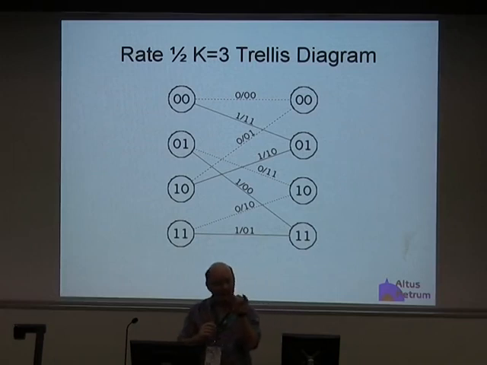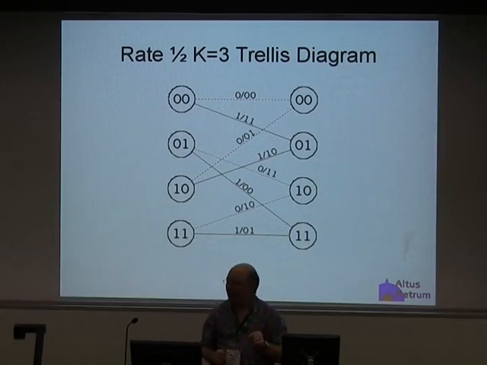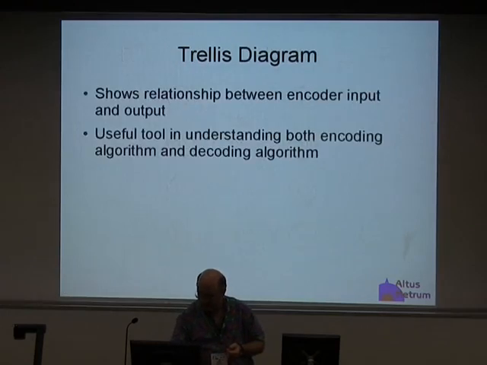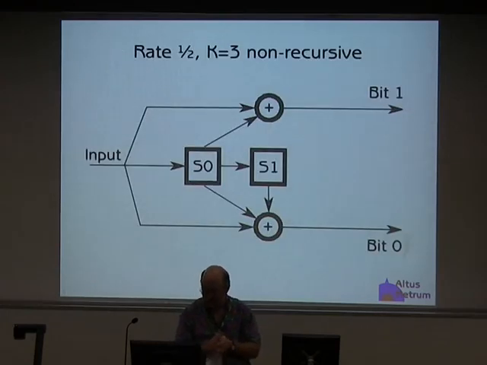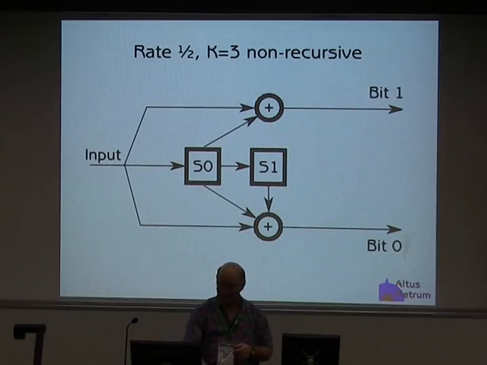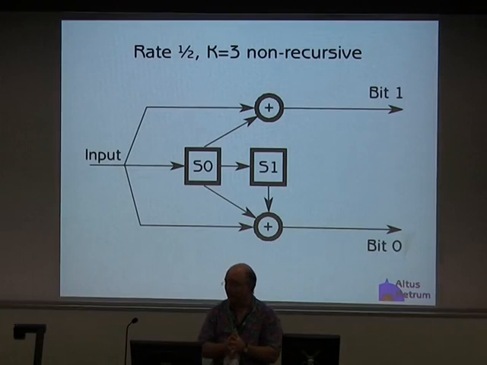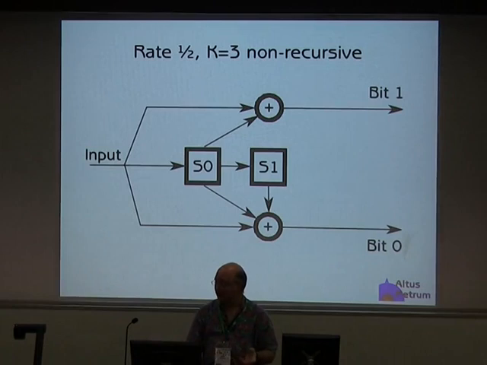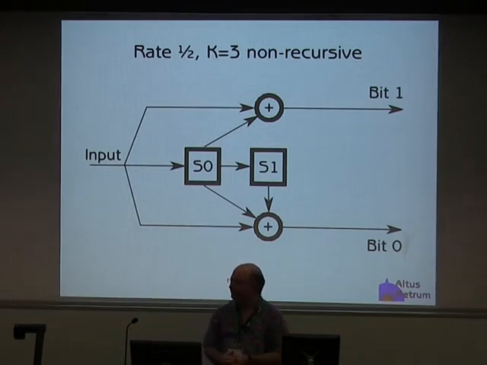If your previous state was 0, 0, so S0 and S1 both have zeros in them, and you get a new 0 bit, then your new state is going to be 0, 0. And the convolution encoder, which you can see here, is the one we're working with. If S0 and S1 were 0 and you put a new 0 bit in, what are bit 1 and bit 0 going to be? They're both going to be 0, because I'm XORing a bunch of zeros together. If the previous state of S0 and S1 were both 1, and I stuck in a new 0 bit, then the output of the convolution encoder is going to be bit 1 will be 1, and bit 0 will be 0.